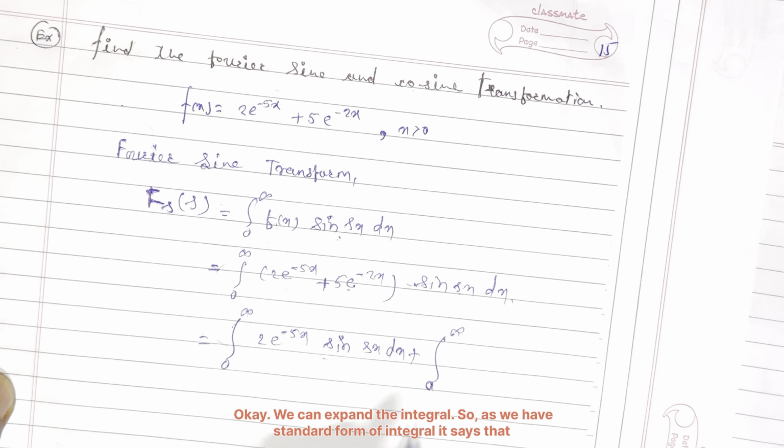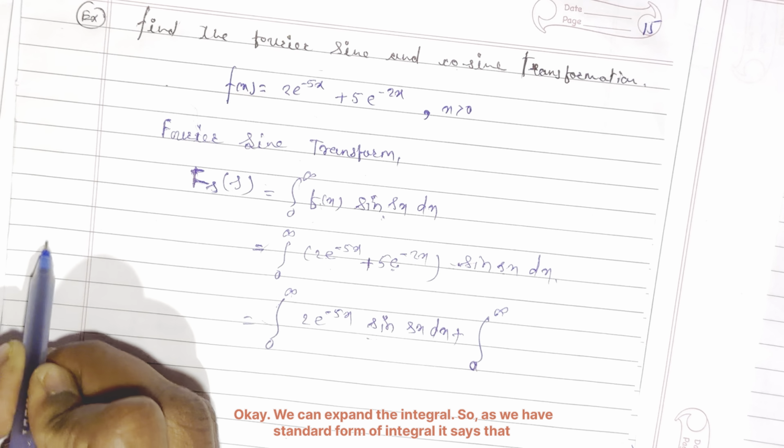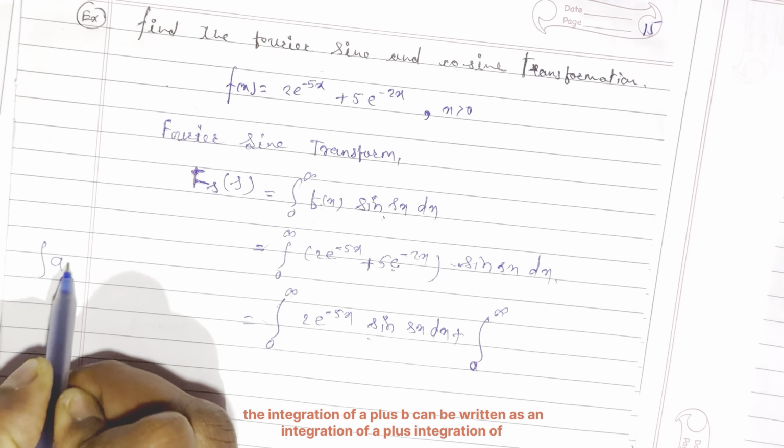We can expand the integral. As we have the standard form of integral, the integration of a plus b can be written as the integration of a plus the integration of b. You need to know this. I am applying this form here: 5e raised to minus 2x sine sx dx. I just multiplied sine sx here as well as here.